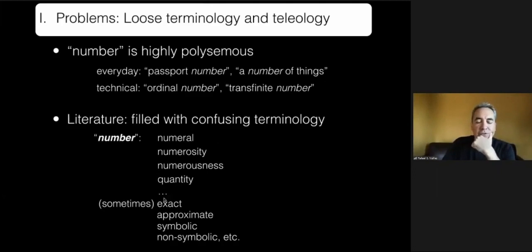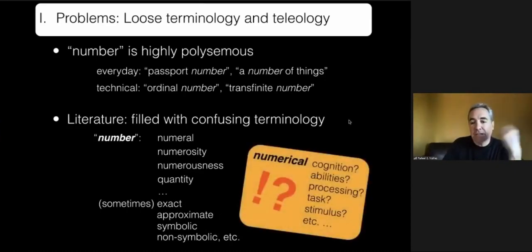Sometimes number refers to something exact, sometimes approximate, sometimes symbolic, sometimes not symbolic. So there are a lot of issues with terminology that affect the type of science we're doing, because it's very hard to do good science with a lot of confusion. Therefore also the extensions of what number is, in terms of the adjectival properties of what counts as numerical cognition, numerical abilities, numerical processing, numerical tasks, numerical stimuli, and so on, are sometimes referred to as having all these various properties that you see here.